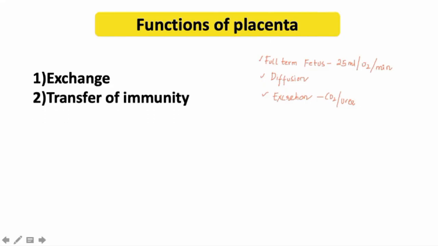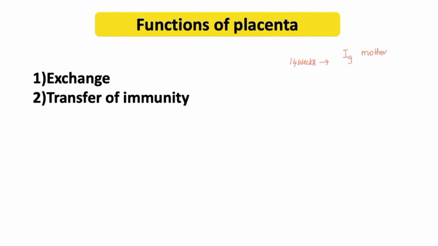There is also an important function called transfer of immunity. As we all know, during fetal development, at approximately 14 weeks of fetal age, the transmission of immunoglobulins from mother to fetus starts. An important thing to be noted here is that the immunoglobulin which is getting transmitted is the IgG variety, because IgM is big. It cannot cross the placenta. The molecular weight is very high. So it is IgG which gets transmitted from mother to fetus.